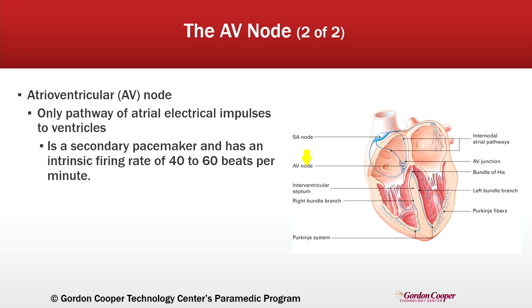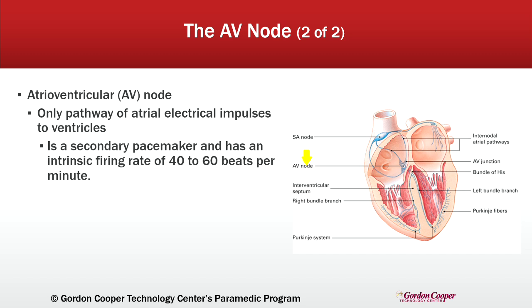Now let's talk a little more about the AV node. Not only is it important for delaying the electrical signal, but it's also the only pathway that allows electrical impulses from the atria to travel down to the ventricles. If you think about it, the AV node is like the gatekeeper, and you're going to hear that word a lot throughout EKG. So remember, the AV node is like the gatekeeper that makes sure the electrical signal passes through to the lower chambers of the heart. Without it, the ventricles wouldn't know when to contract and the heart wouldn't beat properly.